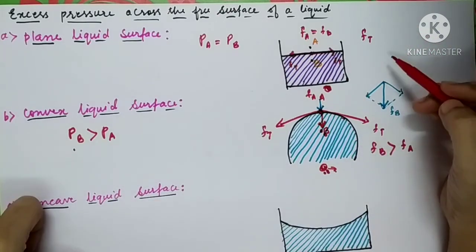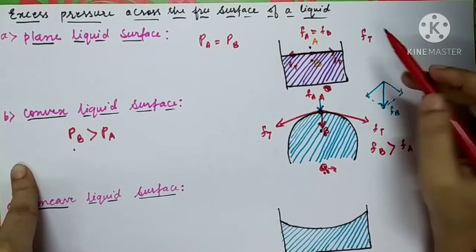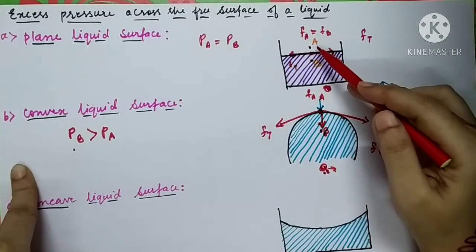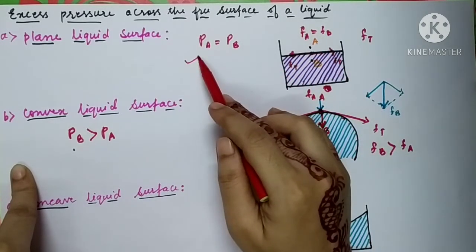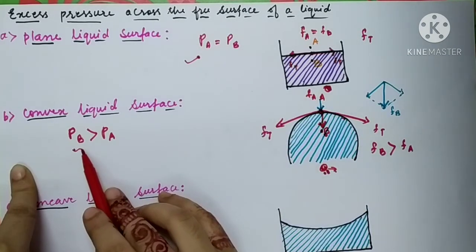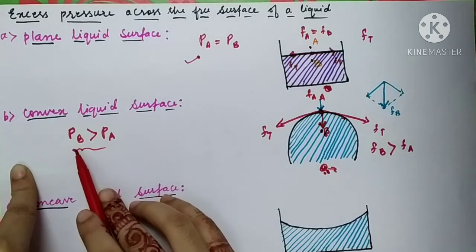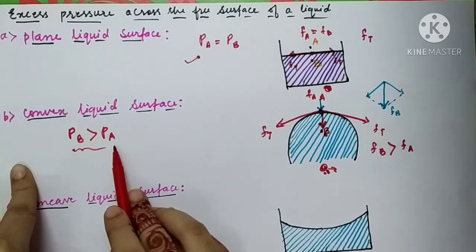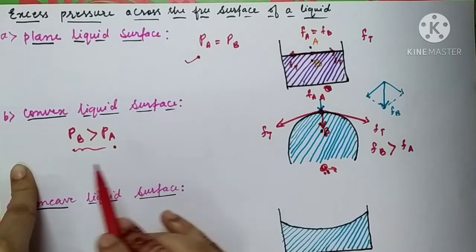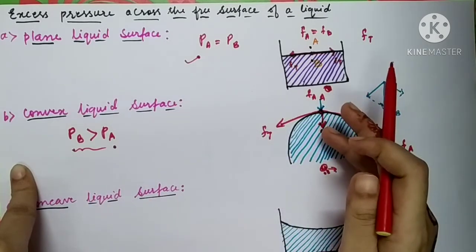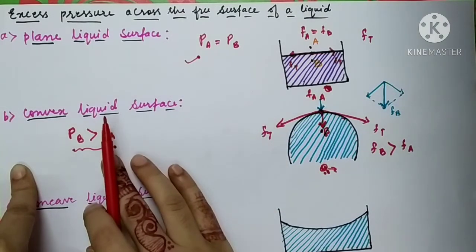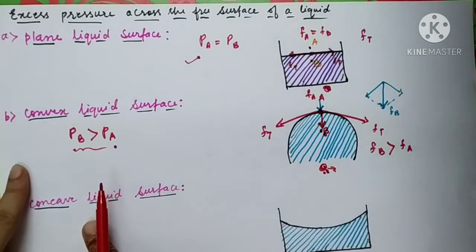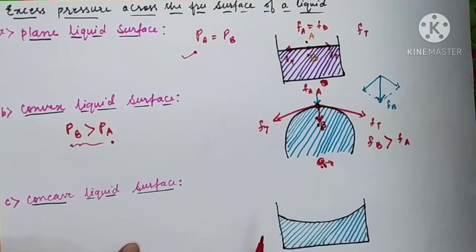So we have two conclusions with us. One is that pressure above and below the flat surface of a liquid are exactly equal. Pressure below the convex surface is greater than the pressure above it, or pressure above the concave surface is greater than the pressure below it. Now let us consider the third type of liquid surface, which is a concave surface.